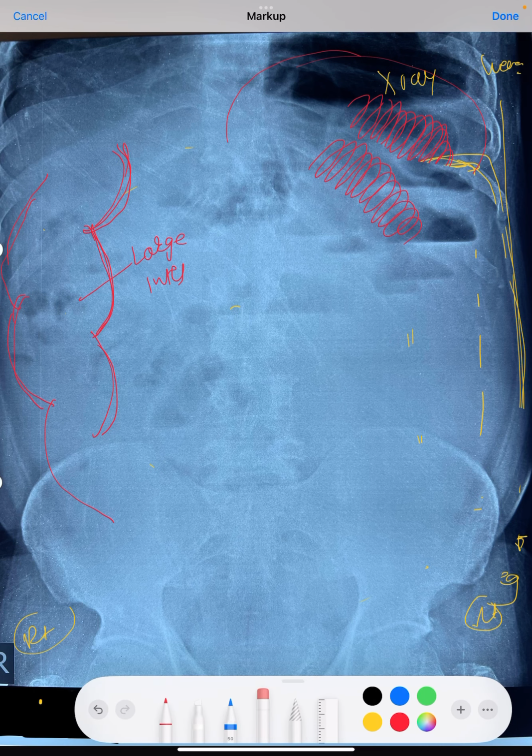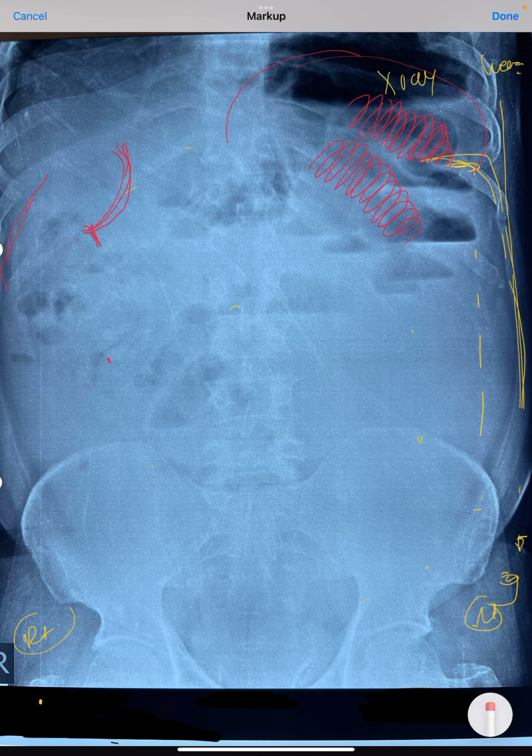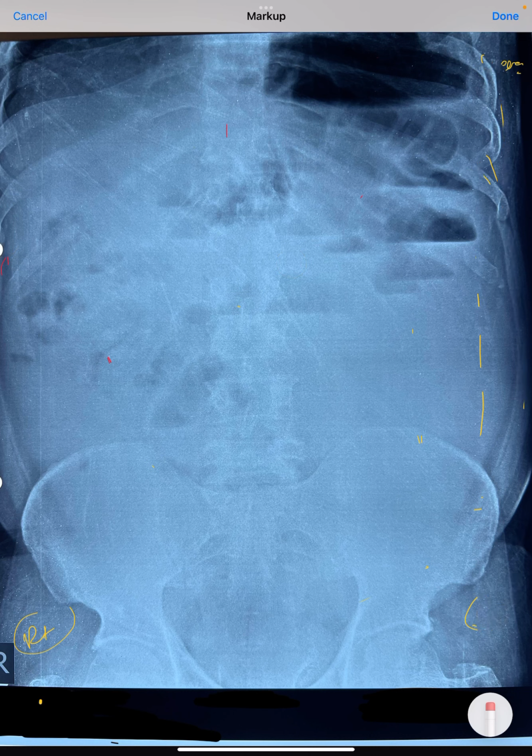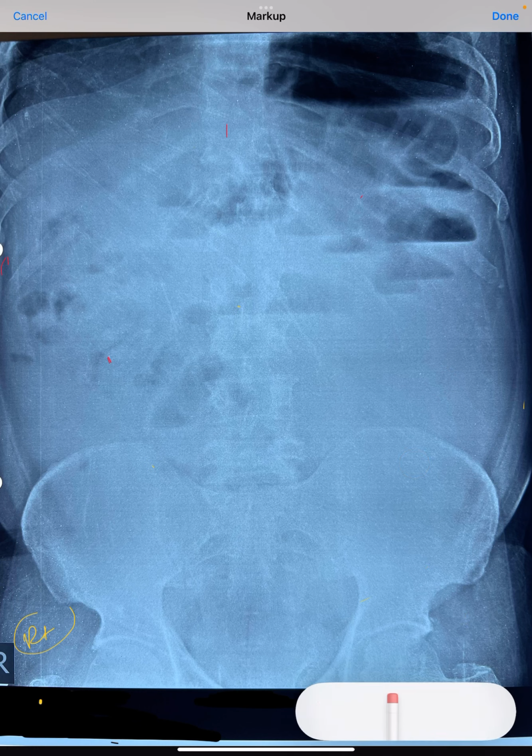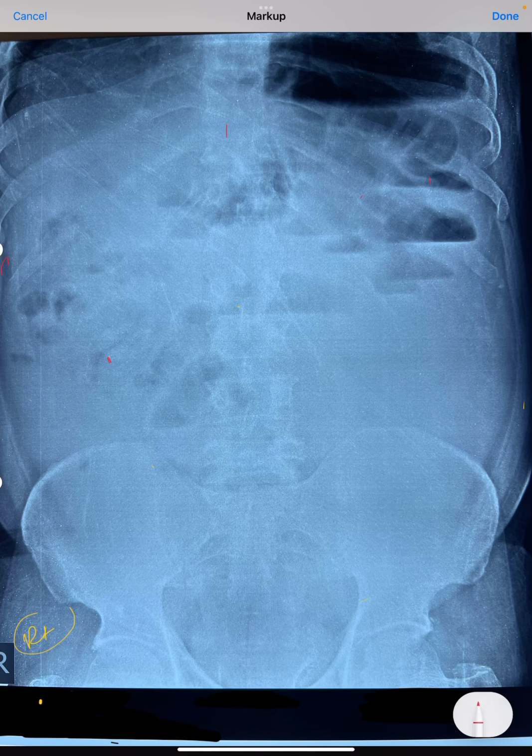So this is a very typical erect abdomen X-ray showing multiple air fluid levels. We have to have at least three air fluid levels to call it intestinal obstruction. In this we have one, second, three, four. We have here a fifth, and this is sixth. So we have multiple air fluid levels suggestive of intestinal obstruction.